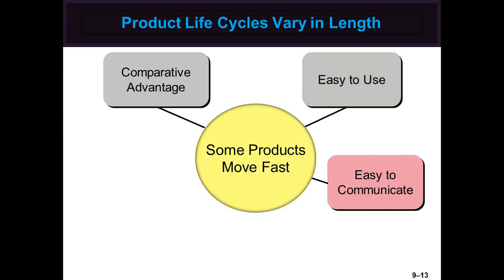Some products move fast through their life cycles. Several factors contribute to the speed with which a product moves through its life cycle. The greater the comparative advantage that a product has over others that are already on the market, the more quickly its sales will grow. Sales also grow faster if the product is easy to use and its advantages are easy to communicate.